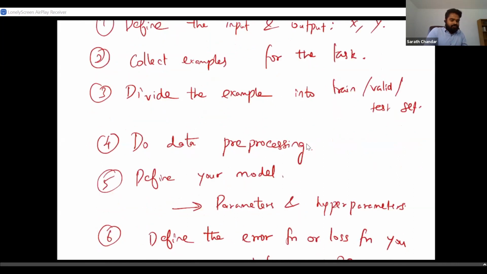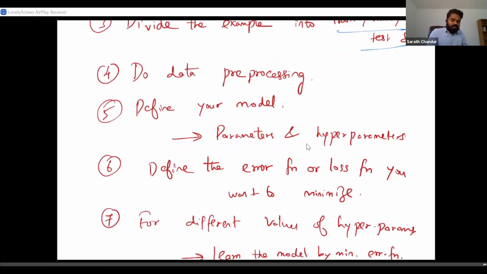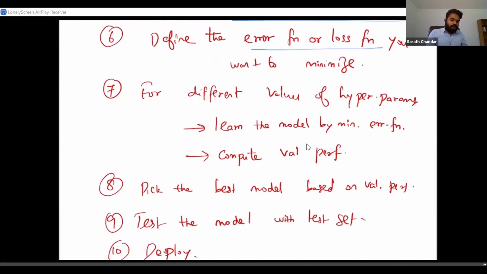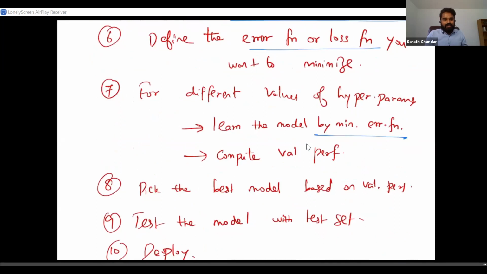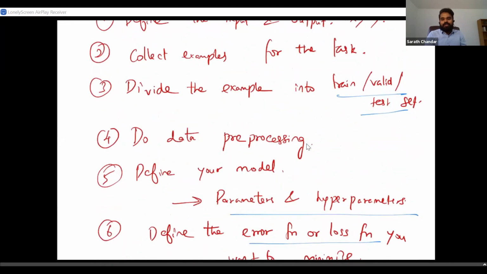Certain things that we would focus on are how to divide your data into train, valid, test set, and how to define your model, like the parameters and hyperparameters, and how to choose a specific error function or loss function for the model. And we will spend a lot of time on how to minimize this error function, which is basically an optimization problem. And we will also spend some time on how to pick the best model, which is basically model selection. So these are the key aspects in the pipeline which we will focus more on. However, we'll be touching other aspects as well, once in a while.